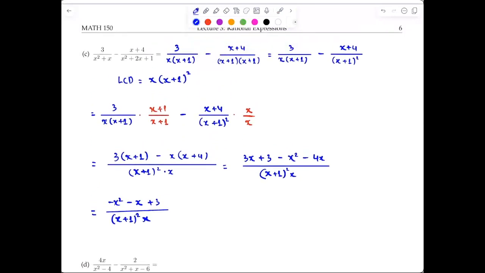Now we're going to do the conditions. So the condition is that x is different from 0 and x plus 1 is different from 0. Good. Questions? So x different from 0 and x plus 1 different from 0 implies that x is different from negative 1. Any questions on problem C?